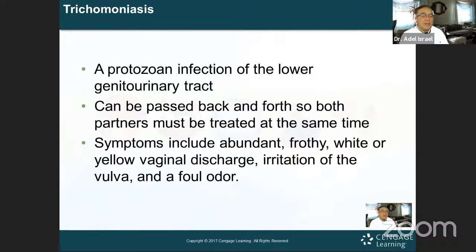Trichomonas is another sexually transmitted disease. If any one of the partners is infected, it will be transmitted to the others. And the symptoms are abundant, frothy, white-yellow vaginal discharge with very bad odor. Sometimes we say that this is a yeast infection. Traditionally, we say that this is a yeast infection. This is a very common disease.